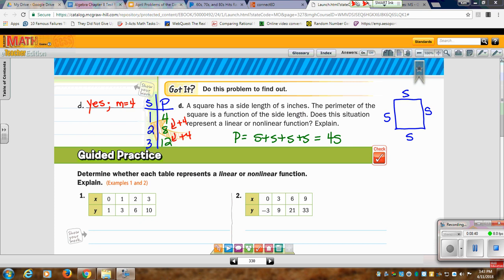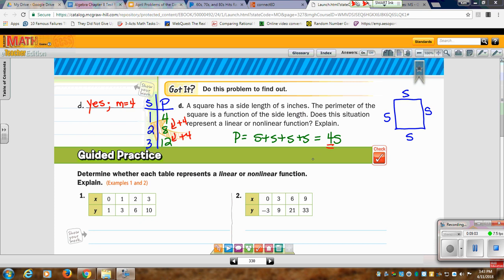Then I wanted to point out, compared my rate of change here. This is increasing by 4. This side is increasing by 1. So I said, yes, it's linear with a rate of change of 4, which makes sense because look right here. If my perimeter equals 4s, then I've got a rate of change right there in front of my s, showing that my rate of change should be 4.